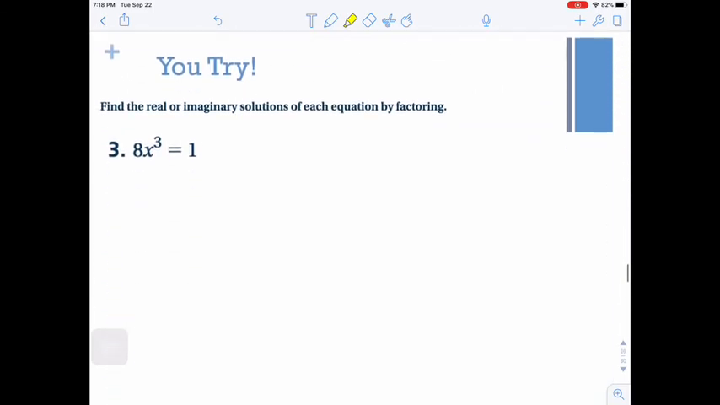And then I would like you to try to find the real or imaginary solutions of 8x cubed equals 1. So move that 1 over and then take a look at that table that has all the different ways to factor.